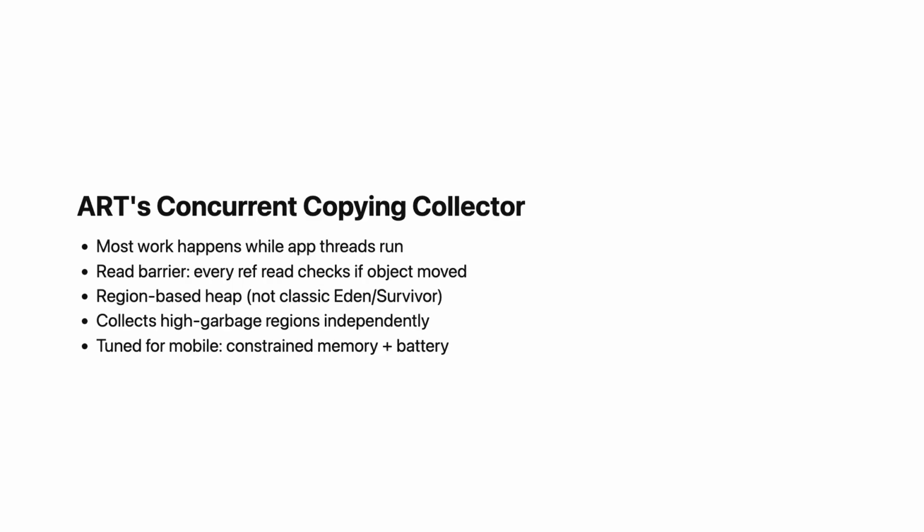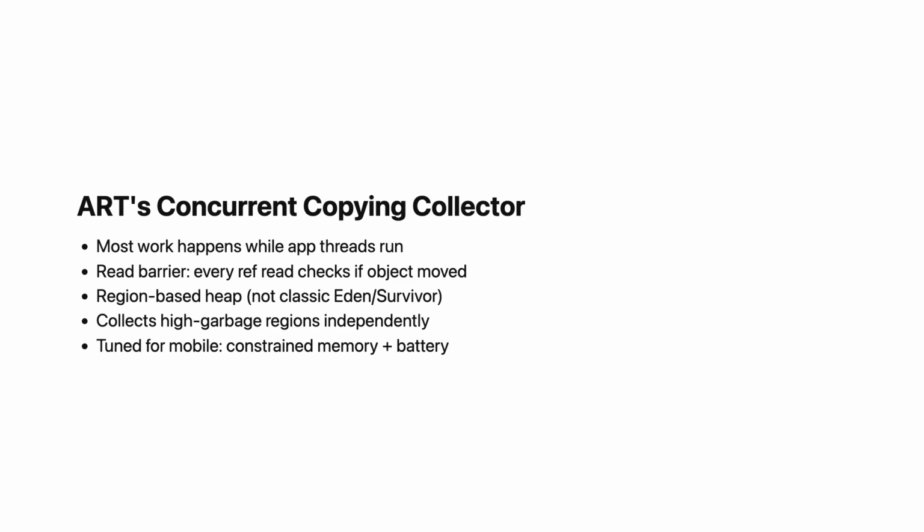How does it pull this off? It uses a read barrier. Every time your code reads a reference to an object, a tiny check happens to see if that object has been moved by the collector. If it has, the read barrier updates the reference on the fly to point to the new location. This adds a small overhead to every reference read, but the trade-off is worth it because you almost never get a long pause.